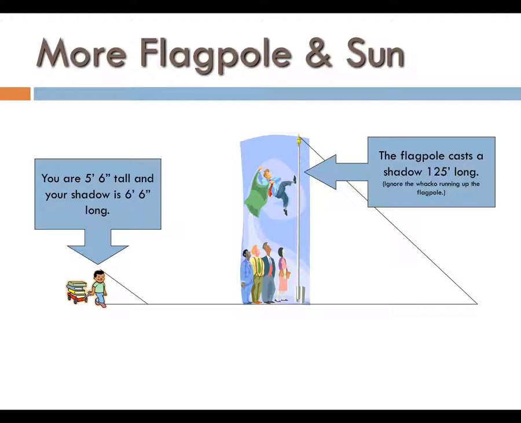Question? When it says it's 6 feet 6 inches, is that the dash line or the bottom line? It's the shadow. Where do you find a shadow? The bottom line.